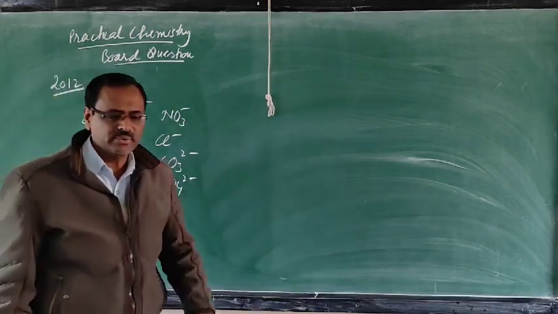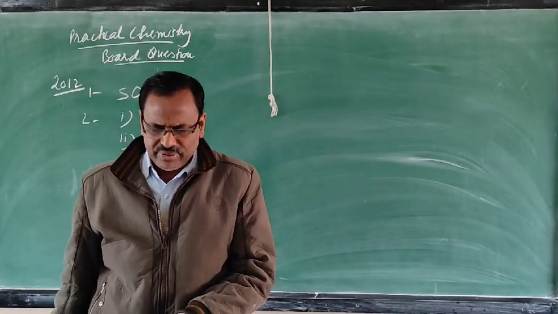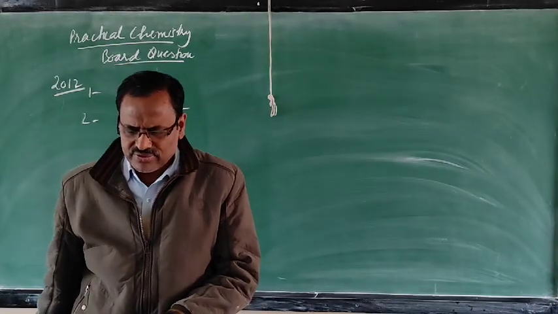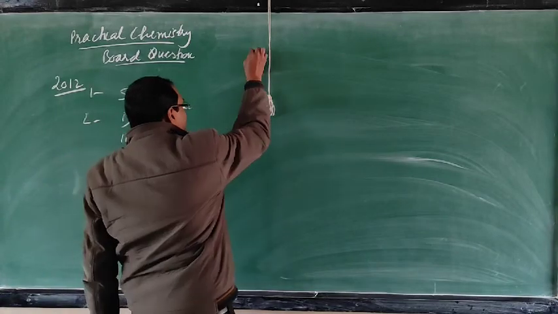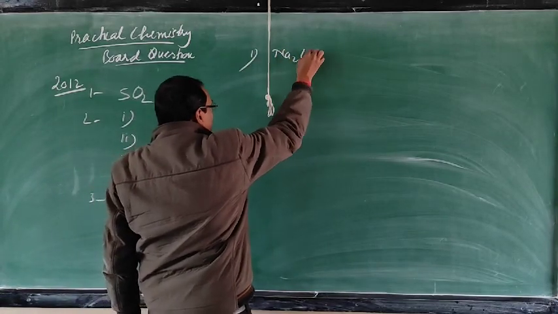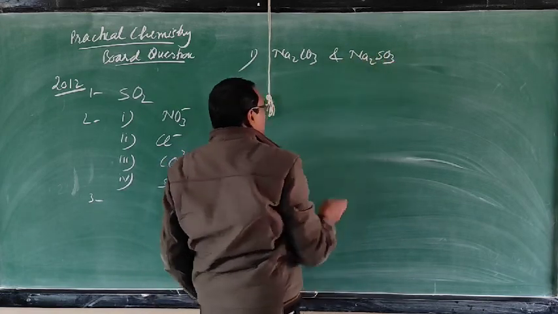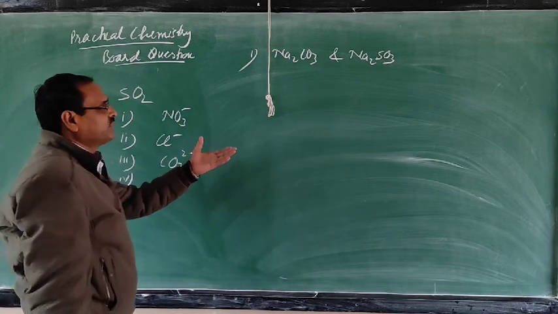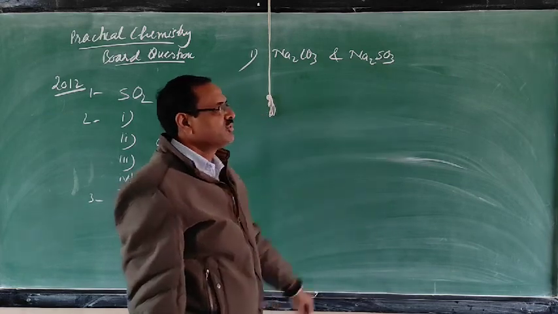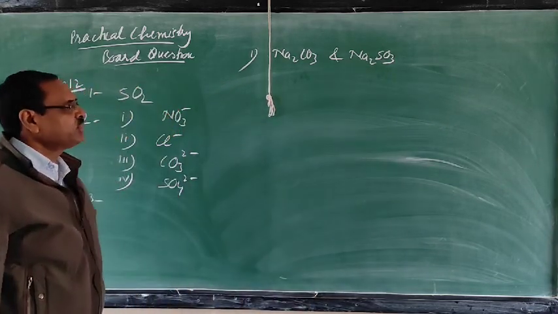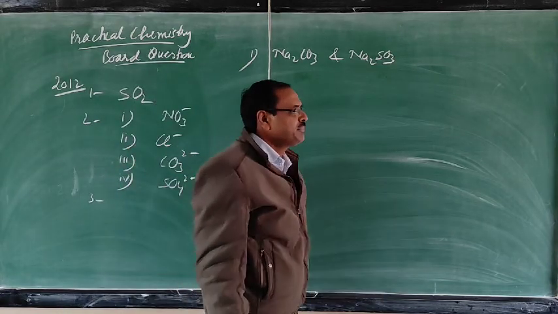Now 2012, the third one: state one chemical test to distinguish between each of the following pairs. First is sodium carbonate and sodium sulfide. Carbonate will give carbon dioxide gas and sulfide will give sulfur dioxide gas. So you can release the gas, then use acidified KMnO4. When CO2 is passed in KMnO4, no color change, but here the purple color changes.